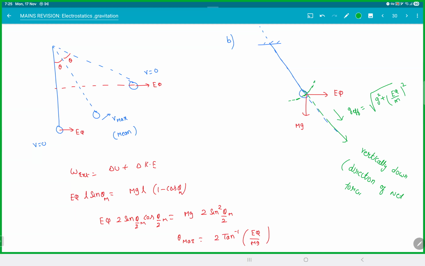And then you're done. So what's the time period then? Time period is 2 pi root over L by G effective. Is that clear, everyone?